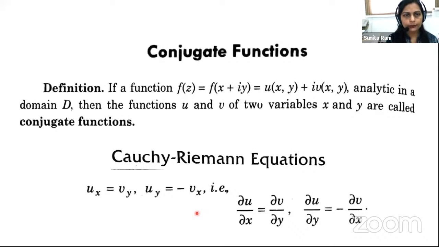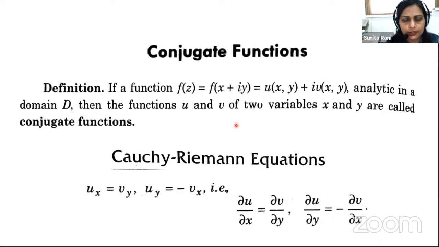Next is conjugate function. We know that f(z) is a function and z is x plus iota y, and we write it as u plus iota v, u(x,y) plus iota v(x,y). W is equal to f(z), W is u plus iota v. If a function is analytic in a domain D, then the functions u and v, two variables in x and y, are called conjugate functions. These are conjugates of each other: u is conjugate of v and v is conjugate of u.